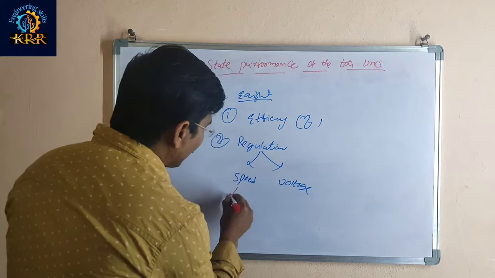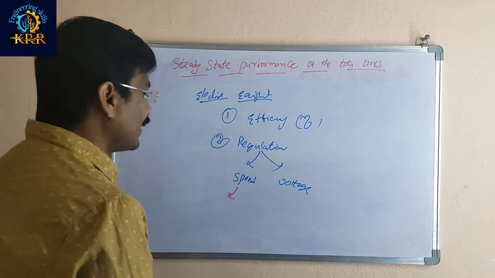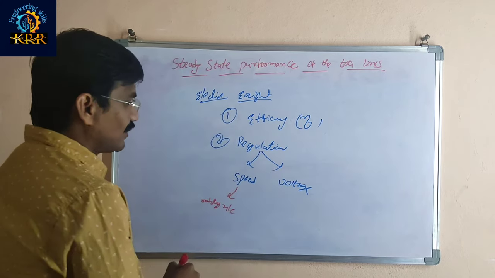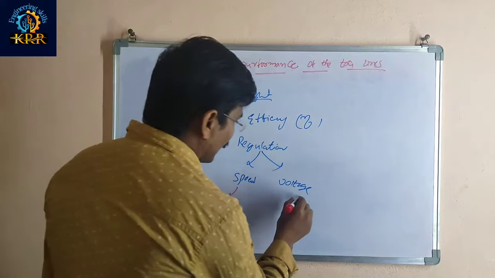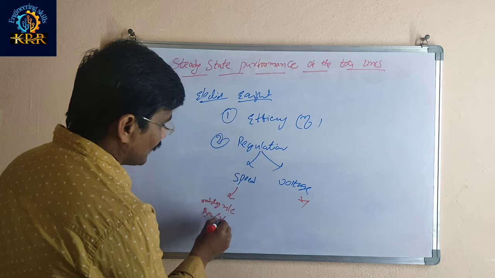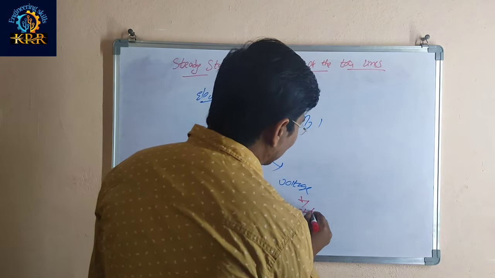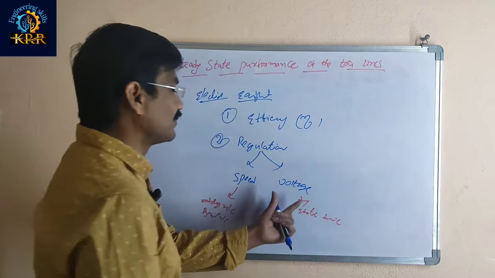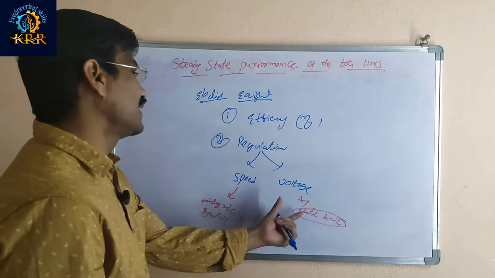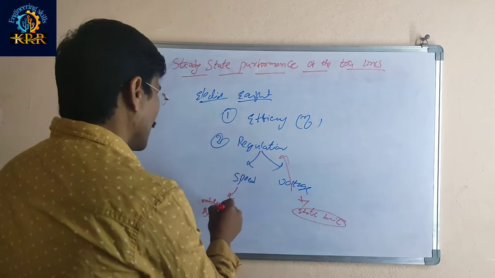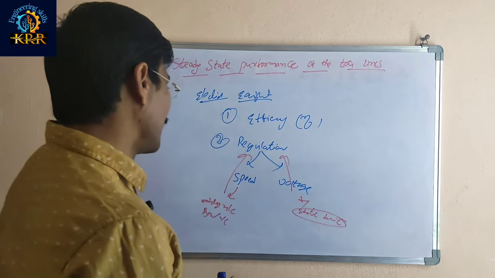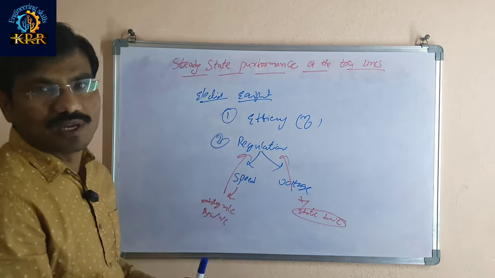Speed regulation happens in rotating machines. Rotating machines are nothing but dynamic machines. Static devices come under voltage regulation. If it is a rotating machine, speed regulation comes. One by one we are discussing.